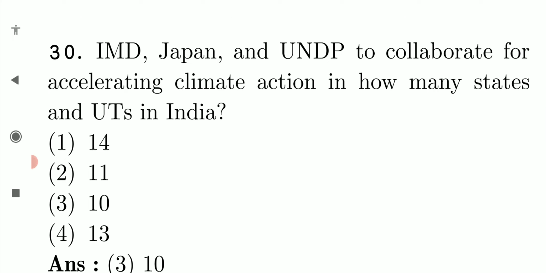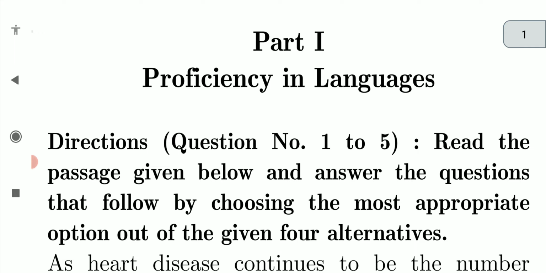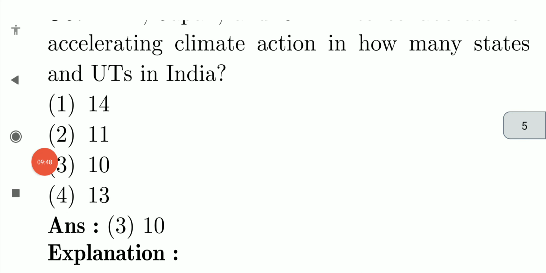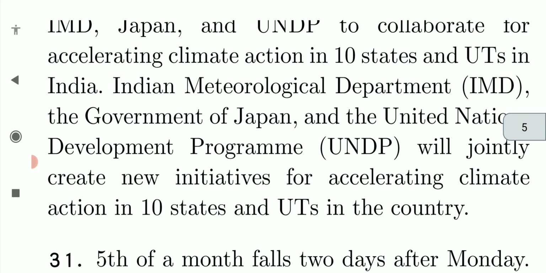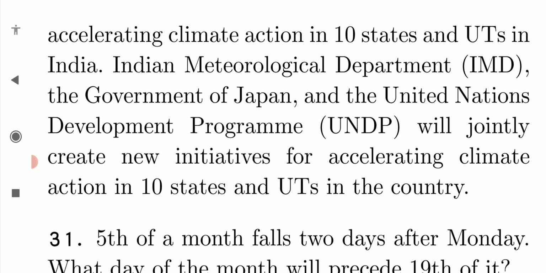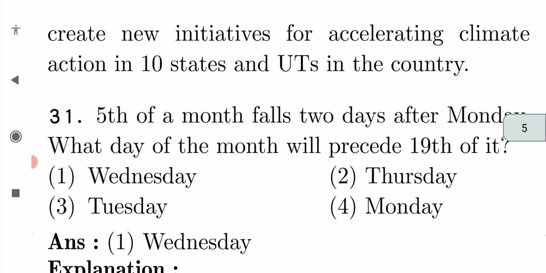IMD, Japan, UNDP to collaborate for accelerating climate action in how many states and UTs in India? So what they are telling is 10. Okay, the Indian Meteorological Department, which is termed as IMD, the government of Japan and the United Nations Development Programme will jointly create a new initiative for accelerating climate action in 10 states and UTs in the country.